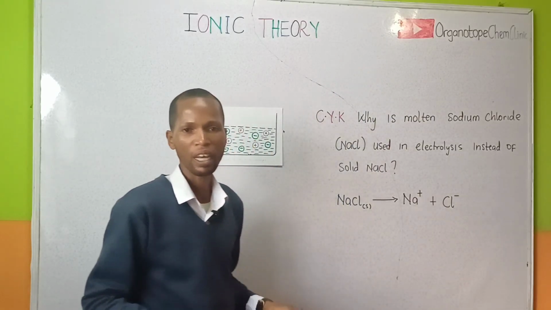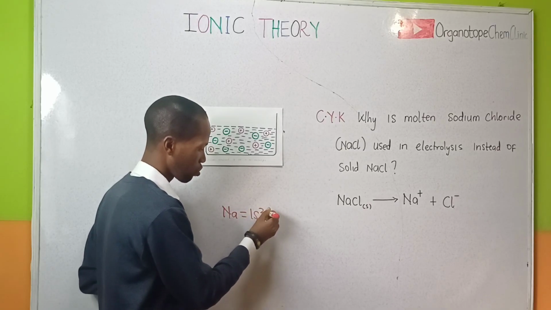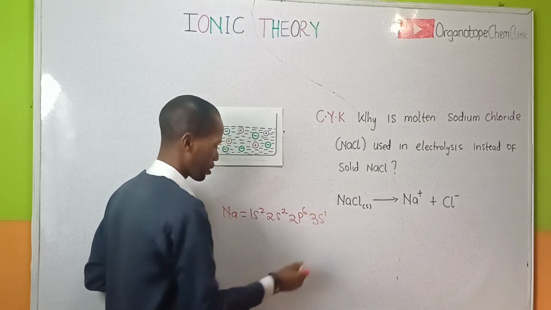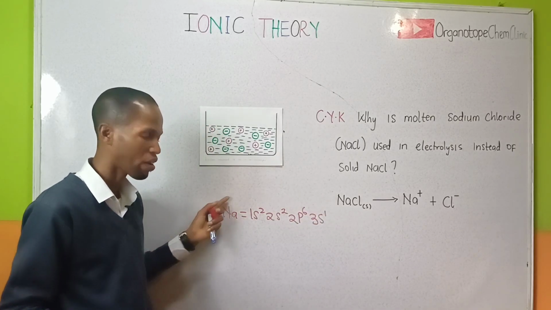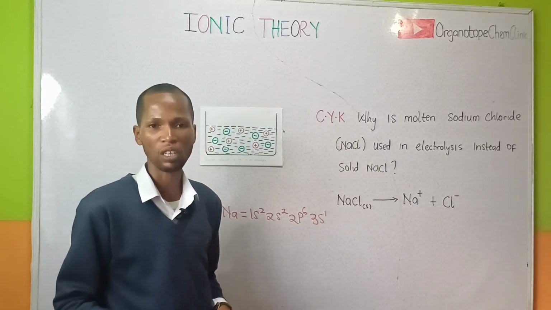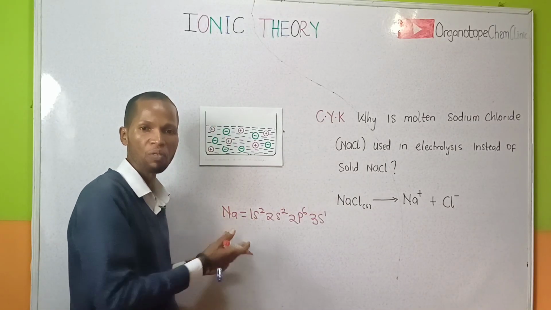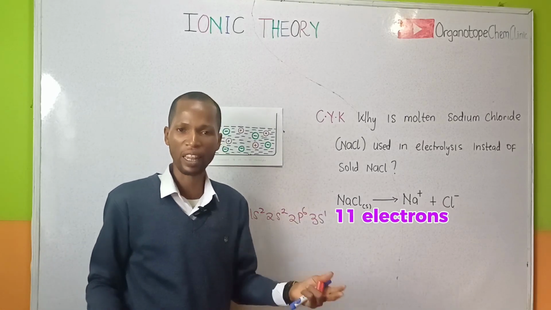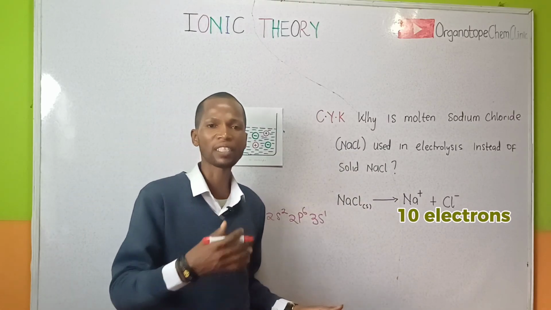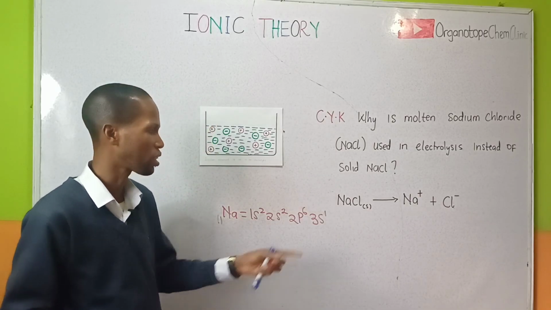We can express the electronic configuration of the sodium atom as 1s2, 2s2, 2p6, and 3s1. This is the electronic configuration of the parent atom for sodium. But in an instance whereby sodium loses one electron, the number of electrons becomes 10, as against what we have in the case of the parent atom. In the parent atom, we have 11 electrons, while in the sodium ion right here, we have 10 electrons. So we write electronic configuration based on the number of electrons in the atom that we are dealing with.